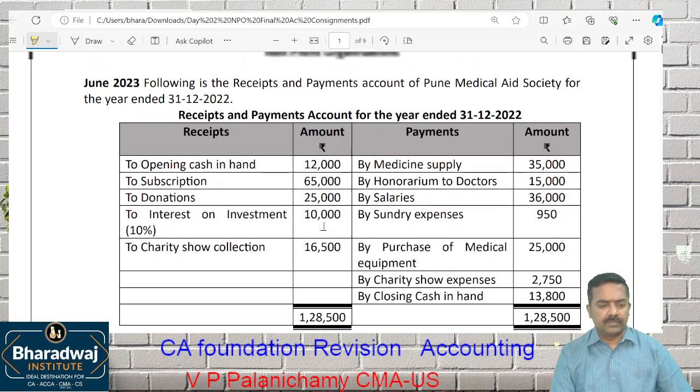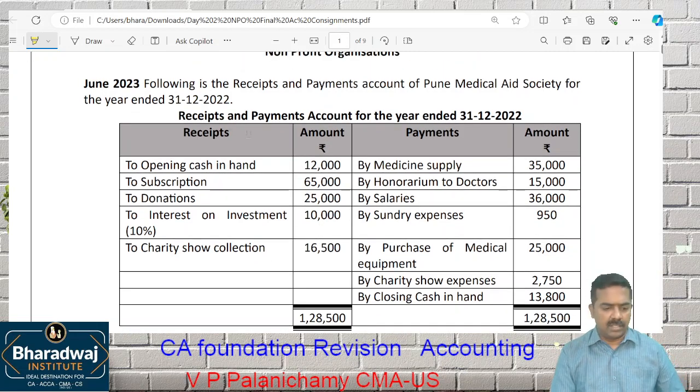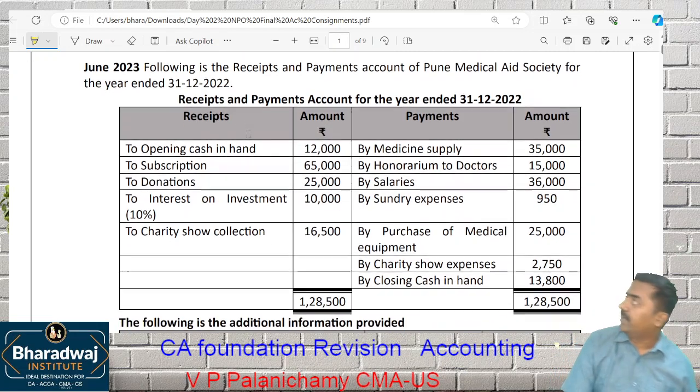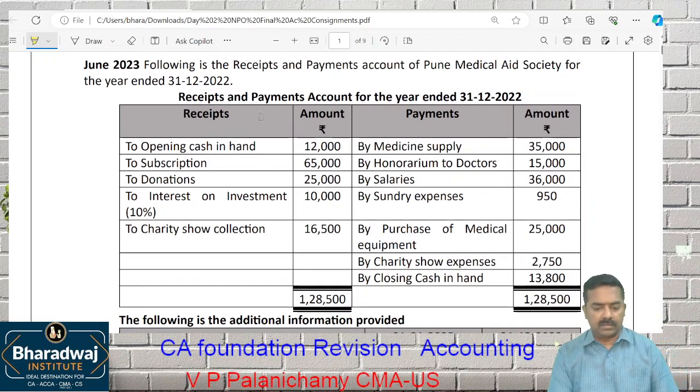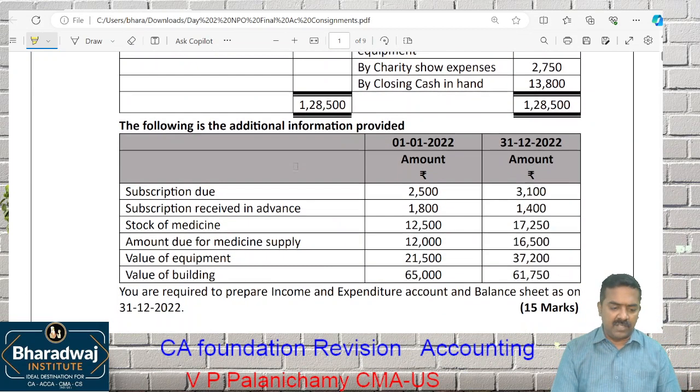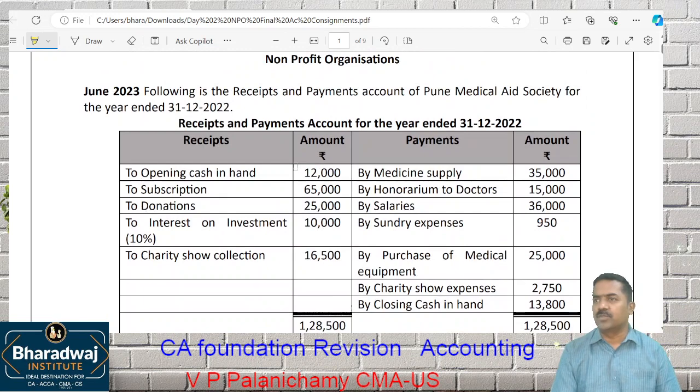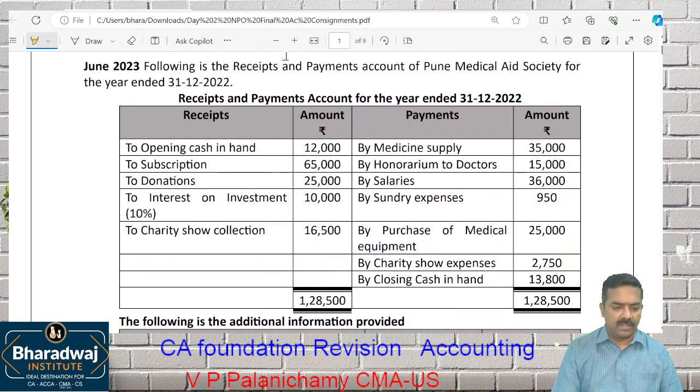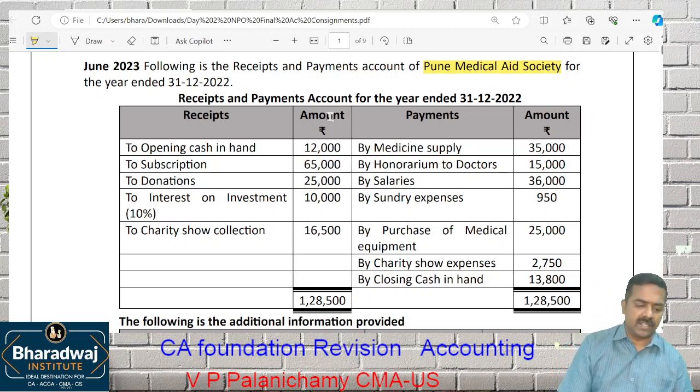Come to the handout. This is the last exam question, June 2023 question. Go through that. After this question, we'll go for a break. It's a small question only, so we'll go for a break after this. Look at this, Pune Medical Aid Society. The name of the trust matters because based on that only we can decide the activity.